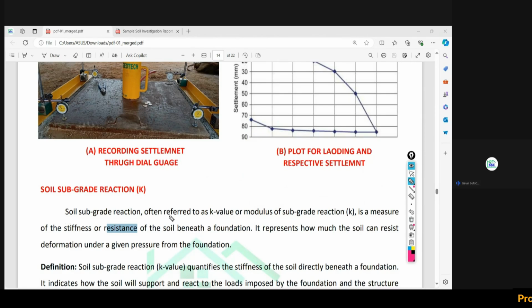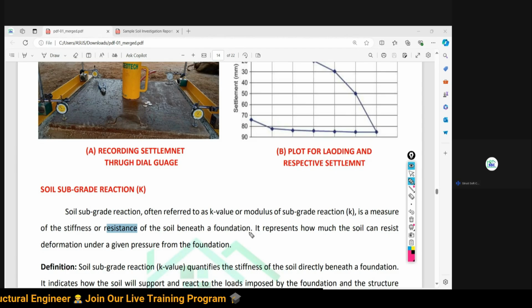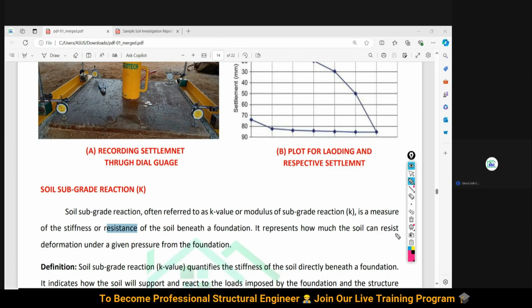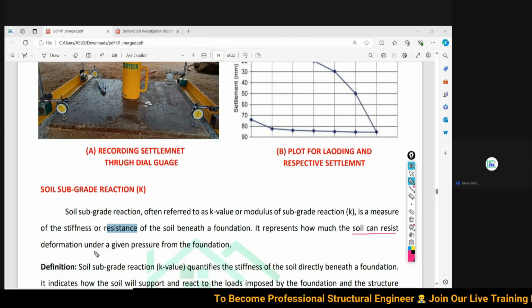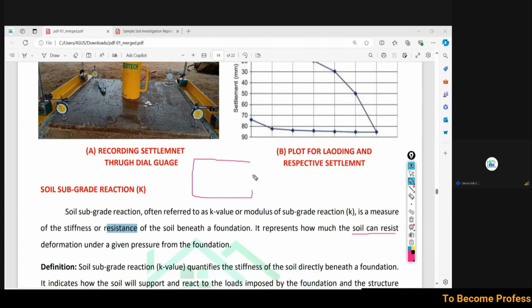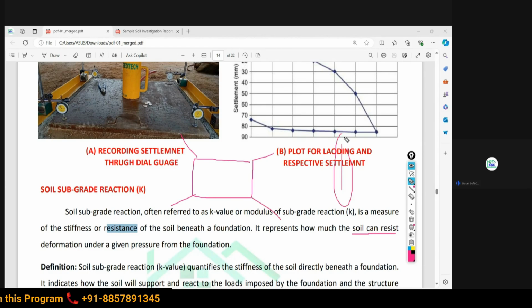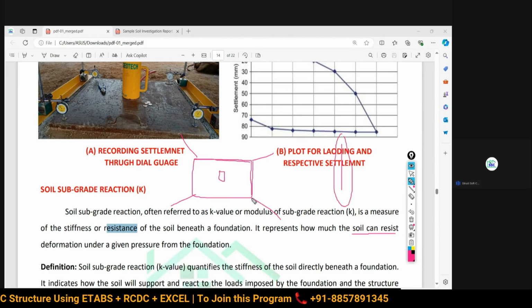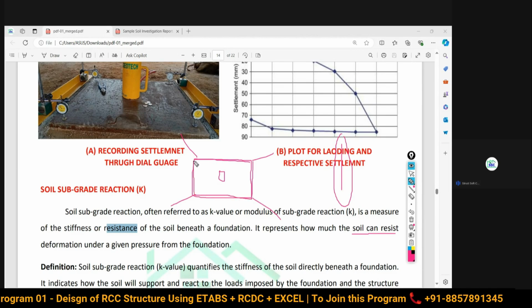So subsoil stiffness, often referred to as K or modulus of subgrade reaction, is the measure of stiffness or resistance of the soil beneath the foundation. फाउंडेशन के नीचे जो कैपेसिटी है वो हम लोग मेजर कर रहे हैं. It represents how much the soil can resist deformation under the given pressure from the foundation. सो अब यहाँ पर हम लोग उसको एज अ प्लेट से ट्रांसफर करते हैं लोड. That's why it is going to become pressure. If you are going to apply directly the column, so it is going to become point load. If you are going to put it over the plate, now it is going to be converted into areal load, and that areal load we are going to call as pressure.